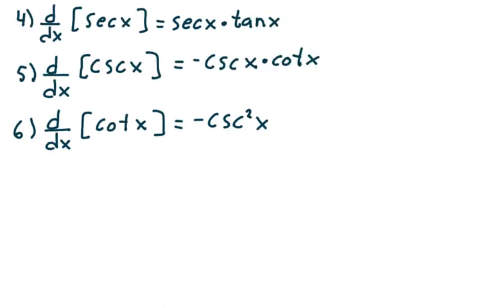The derivative of secant x with respect to x is equal to secant x times tangent x. The derivative of cosecant x with respect to x is negative cosecant x times cotangent x. And the derivative of cotangent x with respect to x is equal to negative cosecant squared x. This is a review of the derivatives of the 6 trigonometric functions. I definitely recommend utilizing flashcards to help you remember these.